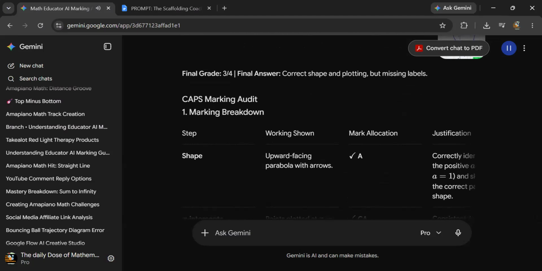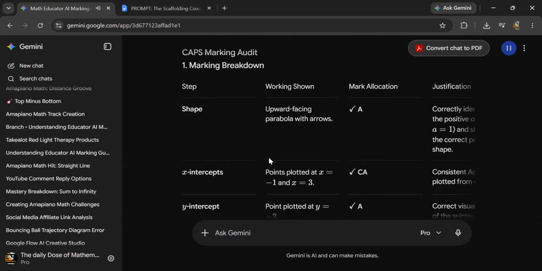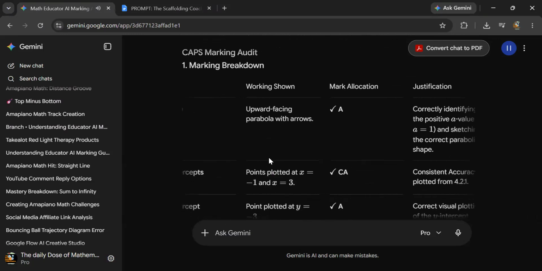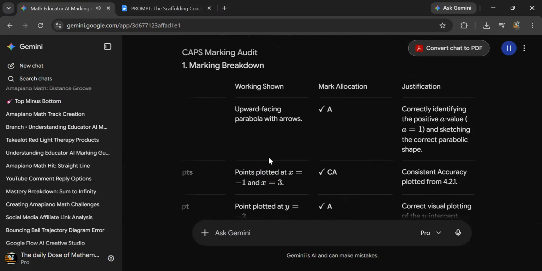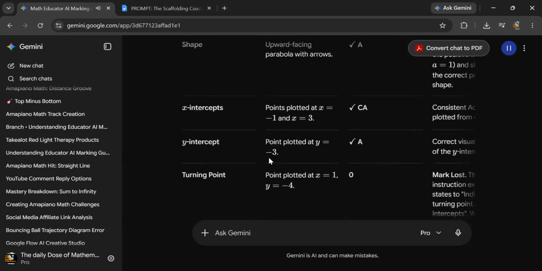Final graph grade: three quarters. Final answer correct, the shape and turning point plotting perfect, but missing labels. CAPS marking audit. 1. Marking breakdown. Step, working shown, mark allocation, justification. Shape: upward-facing parabola with arrows. Check mark A: correctly identifying the positive a value, a equals 1, and sketching the correct parabolic shape. X-intercepts: points plotted at x equals -1 and x equals 3.